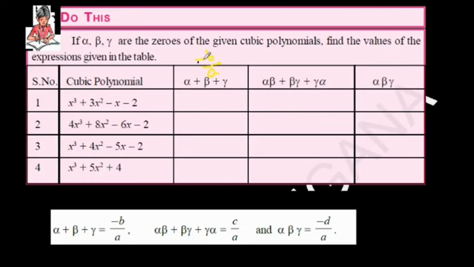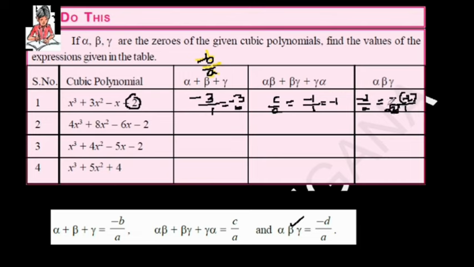Here sum of zeros is minus b by a. I will write minus in the formula. b is 3 and a is 1. So minus 3 by 1 value is nothing but minus 3. Sum of product formula is c by a. In the given expression, c is minus 1 and a is 1. So minus 1 by 1 is minus 1 itself. Product of zeros formula is minus d by a. So I will write minus d by a. d is 2, here minus of 2 by a, which is 1. So answer is minus 2.